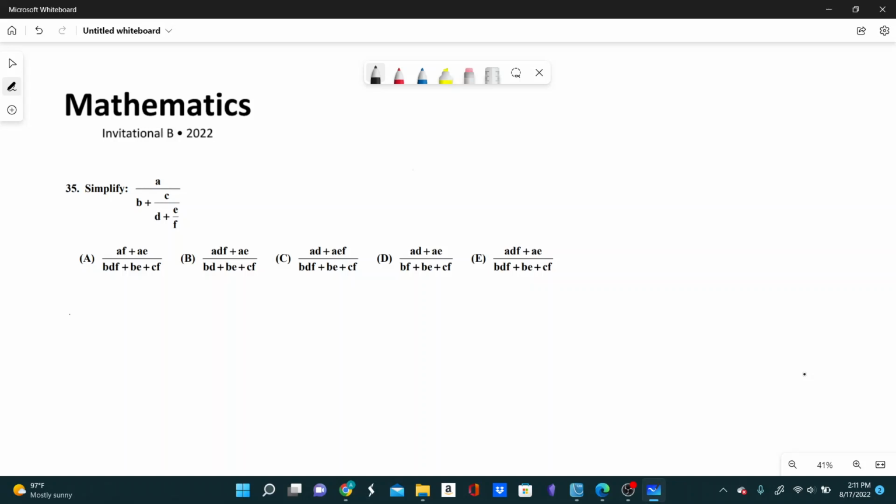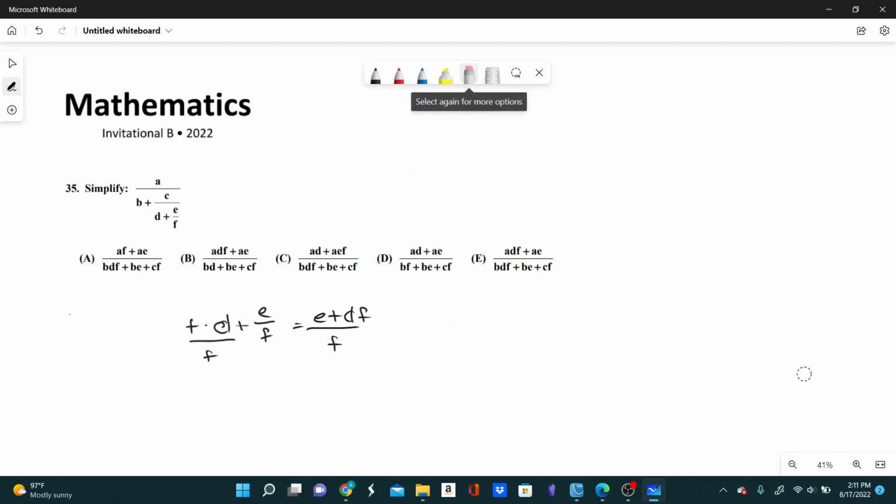So first part that we have is D plus E over F. So we just need to get this into one fraction. So what I'm going to do is I'm going to take D and I'll multiply it by F, and then I'll divide it by F, so it stays equivalent. So we end up with E plus DF all over F.